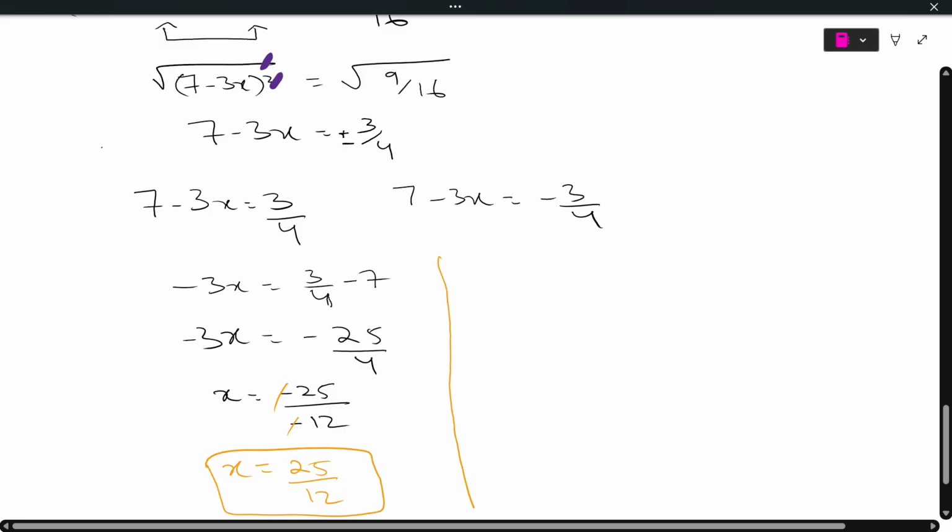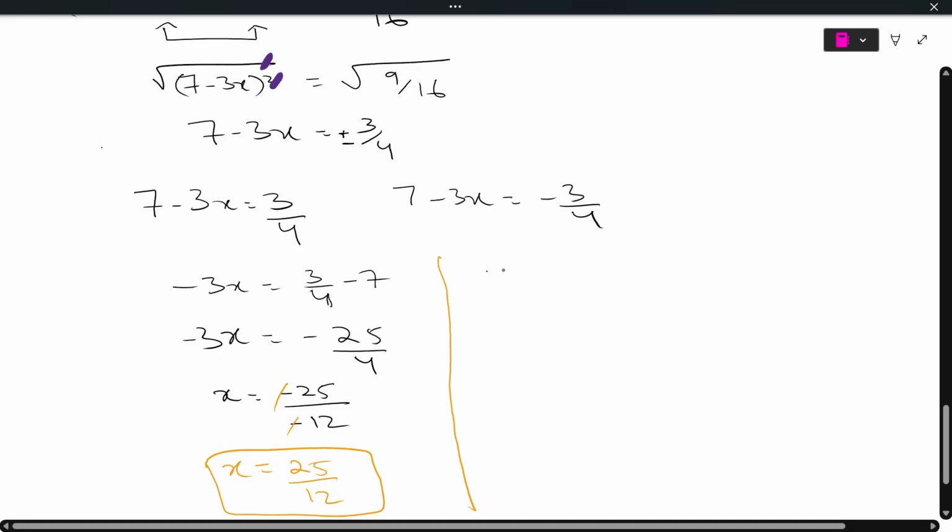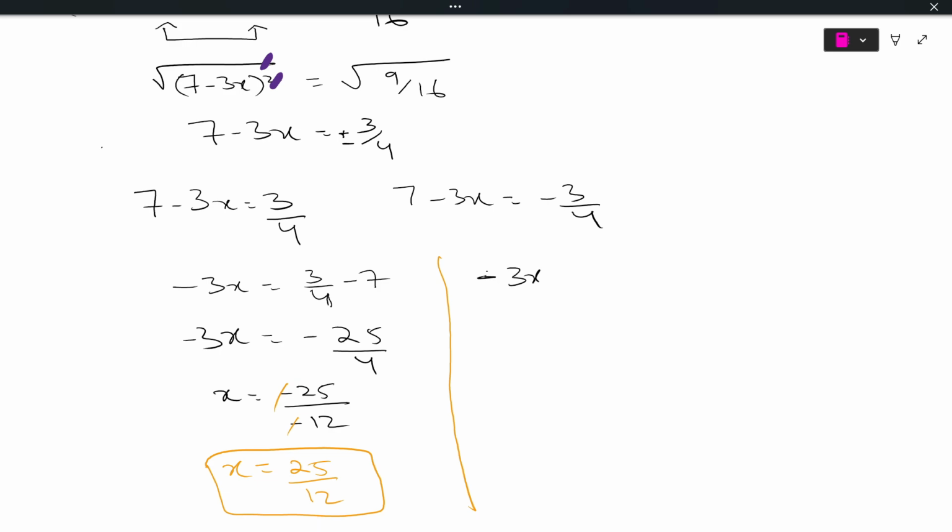Remember that this is not the only value, because this is a quadratic equation, which means that we get two answers, right? And the second one we are going to get through this, and this is going to be a different answer. Why? Because the value of 3 over 4 is negative over here, right? So minus 3x equals minus 3 over 4 minus 7. If you do minus 3 over 4 minus 7, that's going to be minus 31 over 4, right?